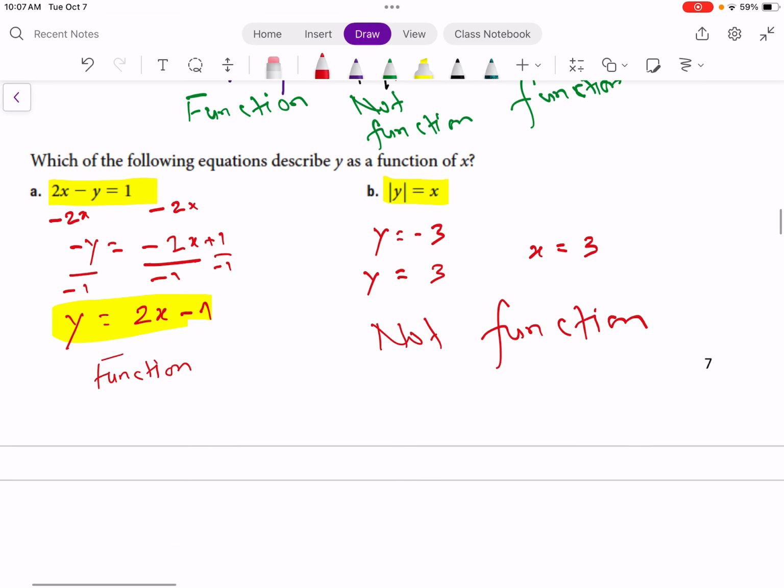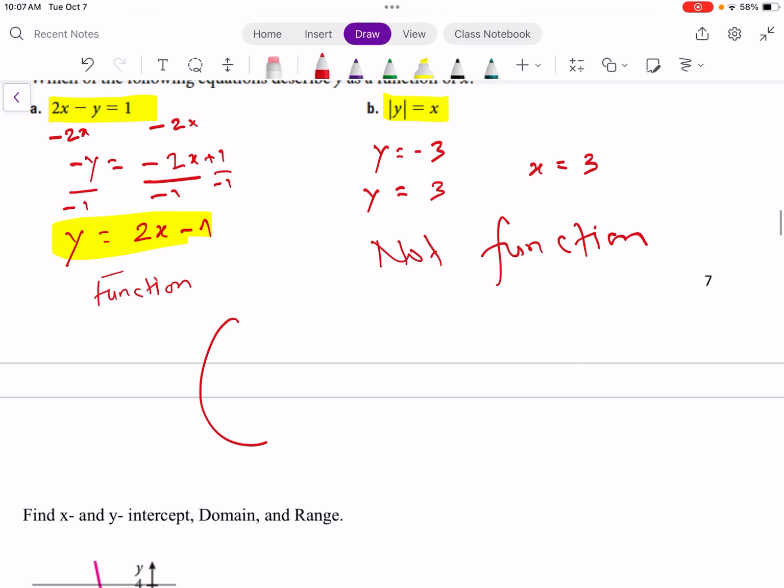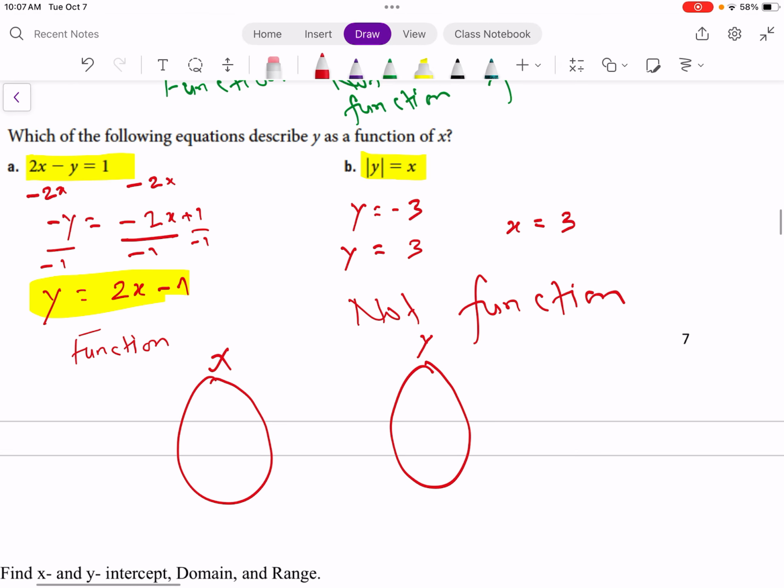Okay, now let me use a mapping diagram, okay? So let's say we have a set x and a set y. Let me pick a different number. Let's say our y is -1. If our y is -1 in this equation, what will be the value of x? You substitute y equals -1, and the absolute value of -1 is +1, right? So we get x equals +1.